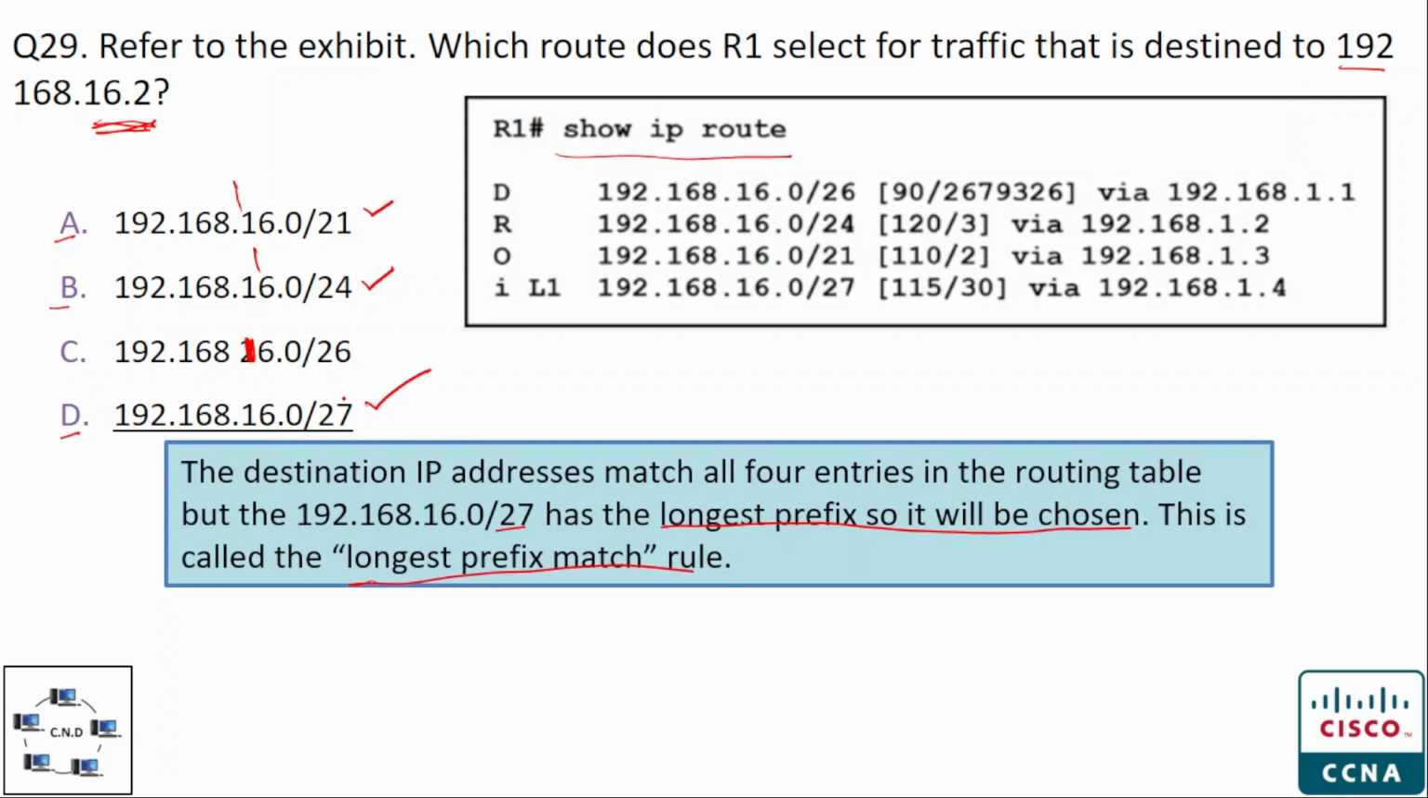You can remember this: the more specific the route, the more chance that it will be selected. Here we can see that 27 is the longest prefix, the biggest prefix among all of these, so that's why this is selected.